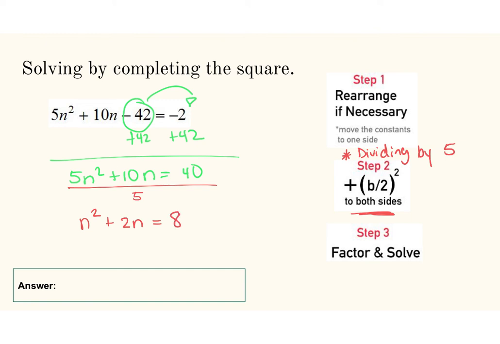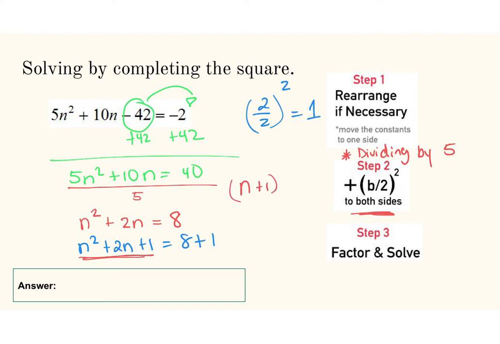And now I will do step 2, where I take the middle term, which is 2. In this case, I will need to divide by 2 and take the square. So 2 divided by 2 is 1. 1 squared is just 1. So I will add 1 to both sides. And now this right-hand side is very factorable. This becomes n plus 1 squared.